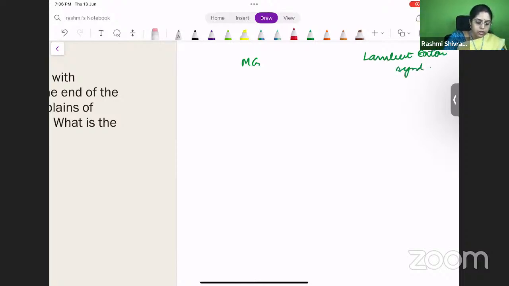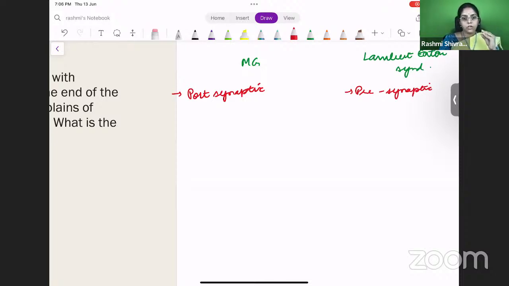So first of all, myasthenia gravis is a postsynaptic defect, right? And Lambert-Eaton is a presynaptic defect. So what do you mean by that? In the postsynaptic defect, acetylcholine is there in enough quantities, right? But the acetylcholine receptors are not effective in accepting the acetylcholine which is released from the presynaptic side.